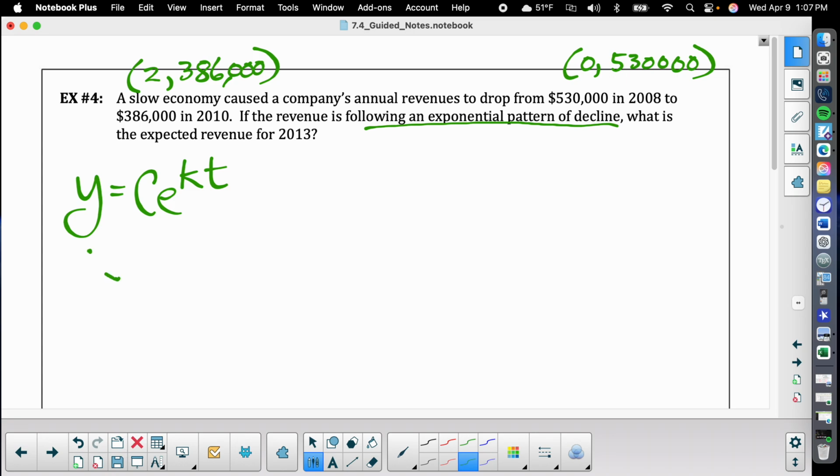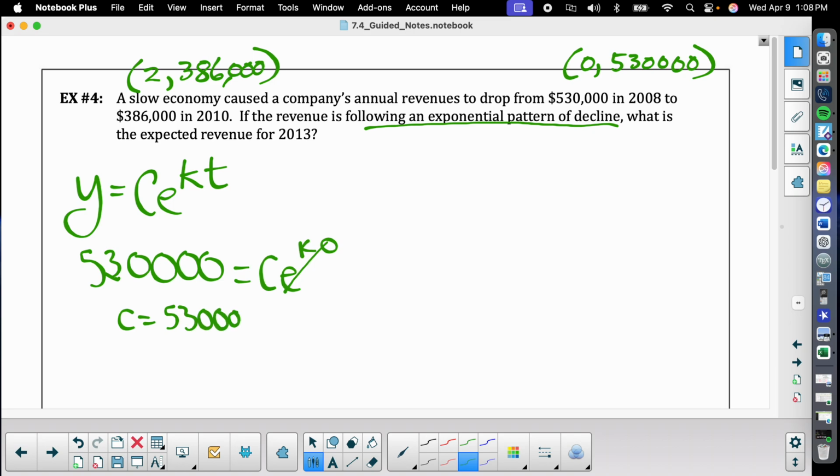Okay, so our first goal to start with is to find C. Usually it's easier to find the multiplier on the front than it is to find the exponent, so we try to save the exponent till last if we can. Before you go, once you figure out C, make sure you rewrite the equation with C in it. So we've basically refined our equation to now be 530,000 e to the kt.